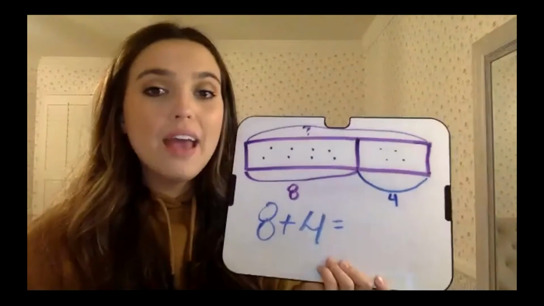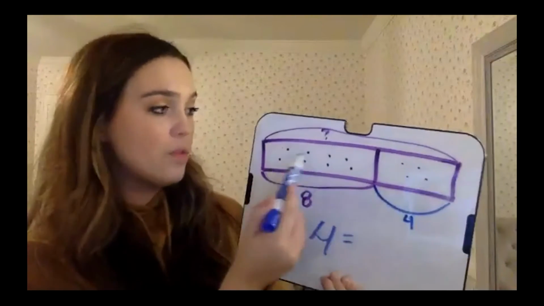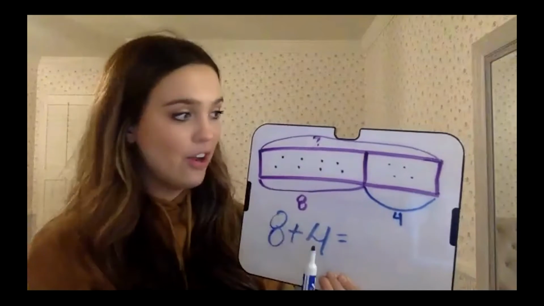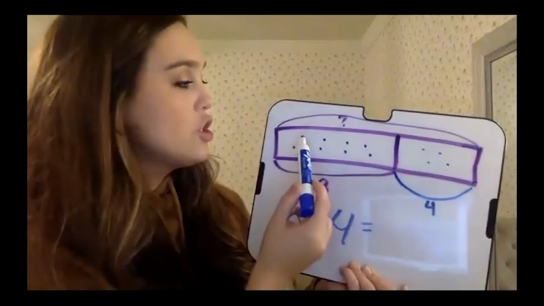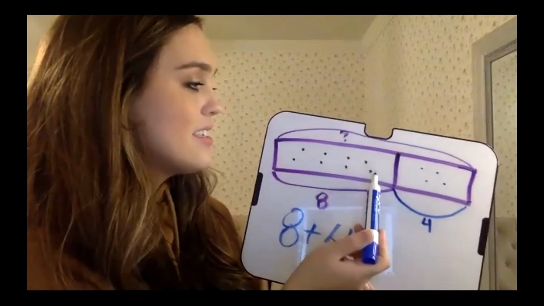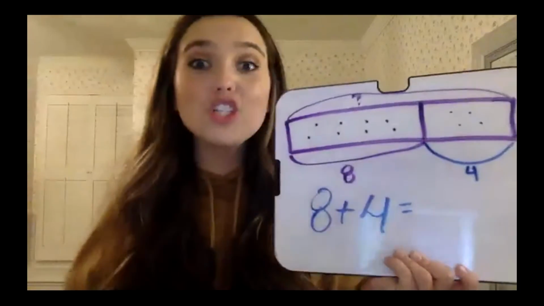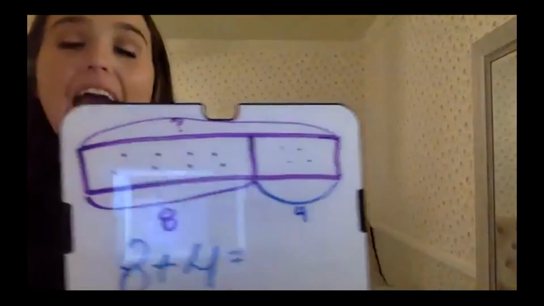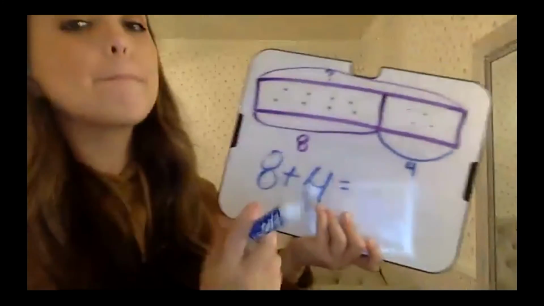But if you don't know what 8 plus 4 is, you can always use the strategy where we count inside here and we add all these together. So let's count these together. 1, 2, 3, 4, 5, 6, 7, 8, 9, 10, 11, 12. 12 is our answer.